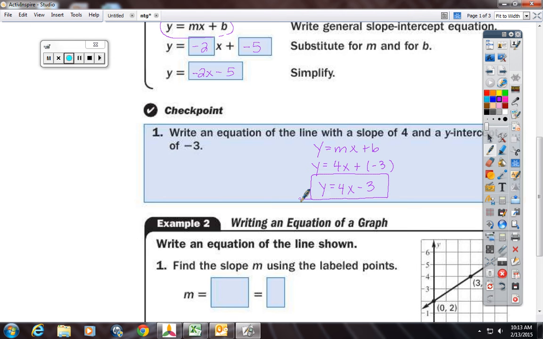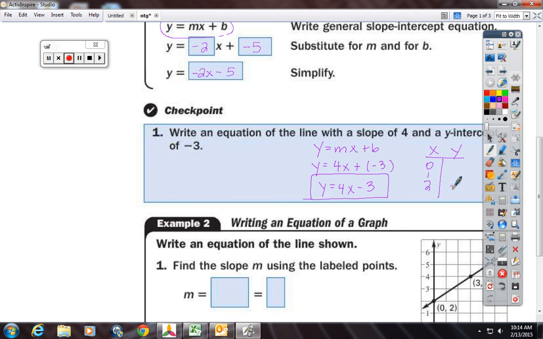Now, could you graph this? Yes. What would you do to graph it? You wouldn't do intercepts because it's in function form. You would do the t chart, the input output, and so you could do 0, 1, and 2, and then you just replace x with 0, and then y ends up being -3. Replace x with 1. 4 times 1 is 4. 4 minus 3 is 1. Replace x with 2. 4 times 2 is 8. 8 minus 3 is 5. And you could graph it. It doesn't ask us to graph it, so you don't have to.